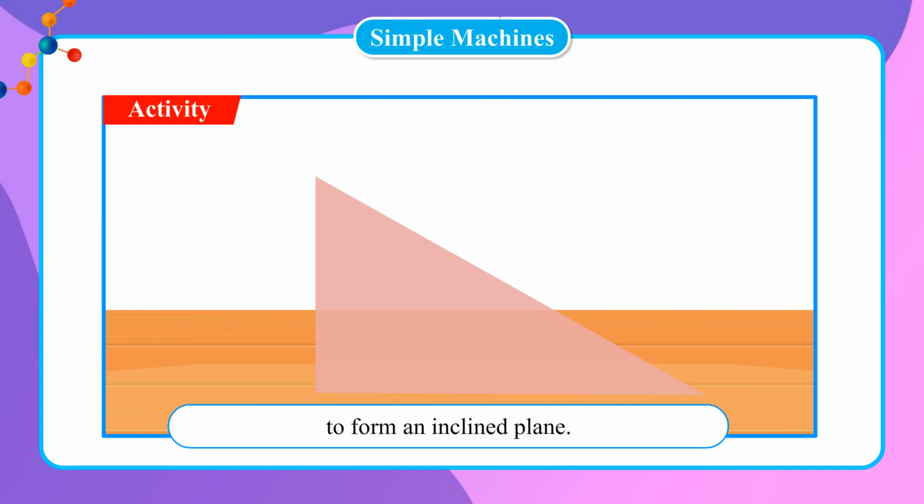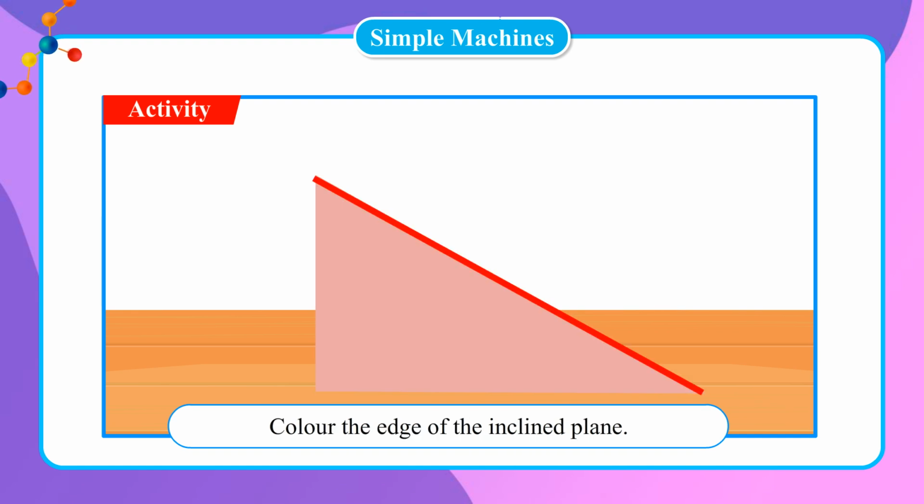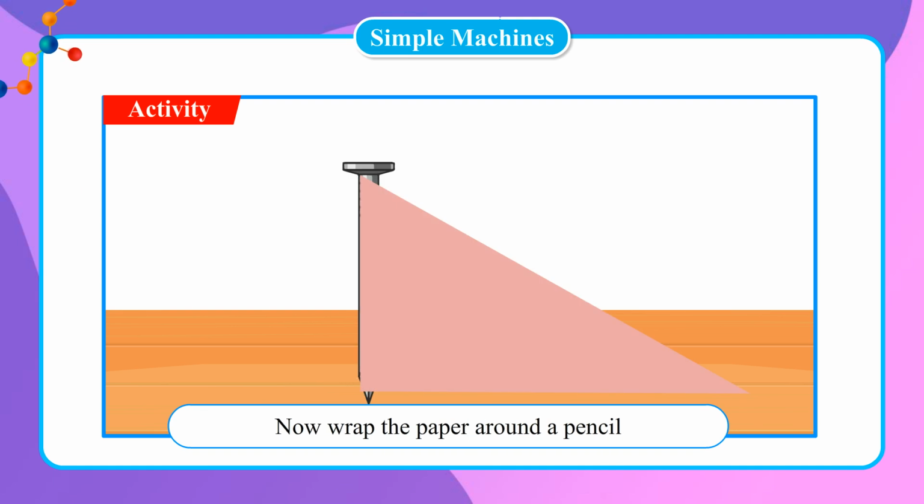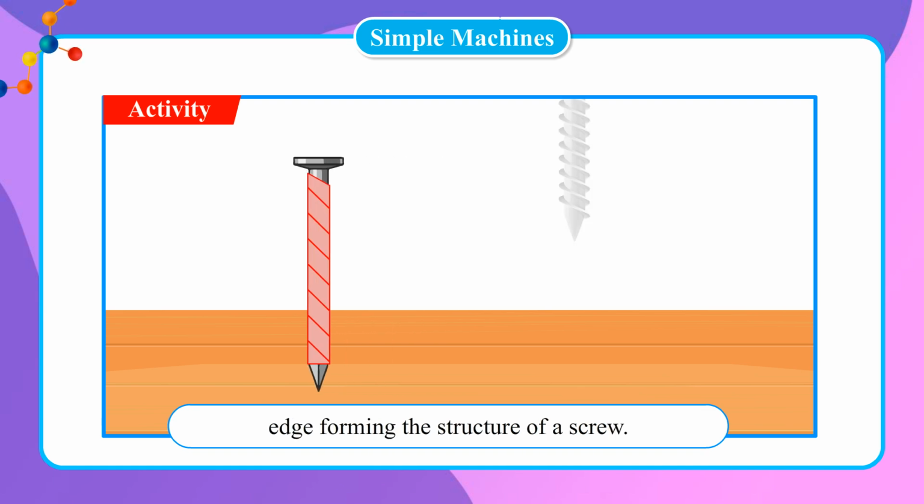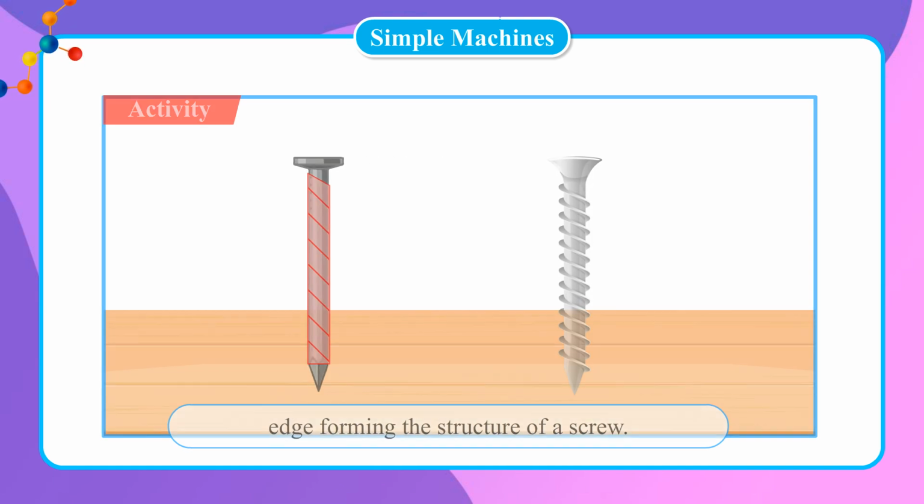Activity: to prove that a screw is an inclined plane, take a colored paper and cut it into a right triangle to form an inclined plane. Color the edge of the inclined plane. Now wrap the paper around a pencil or nail as shown in the figure. You can see the colored inclined edge forming the structure of a screw.